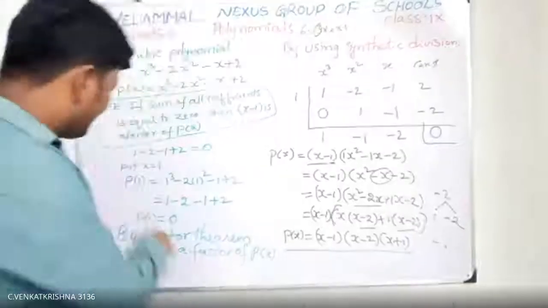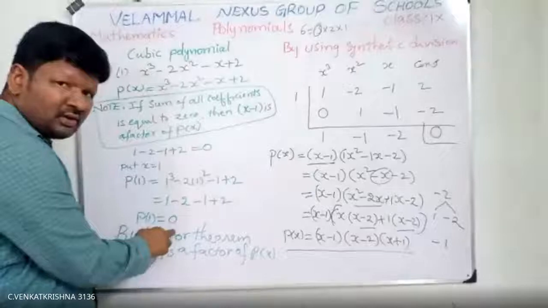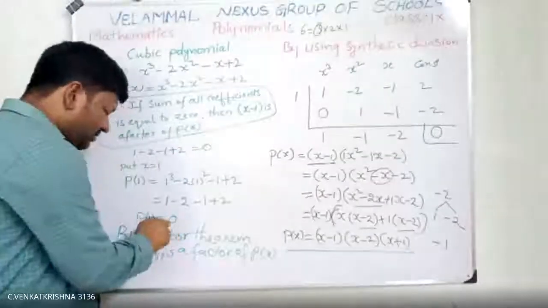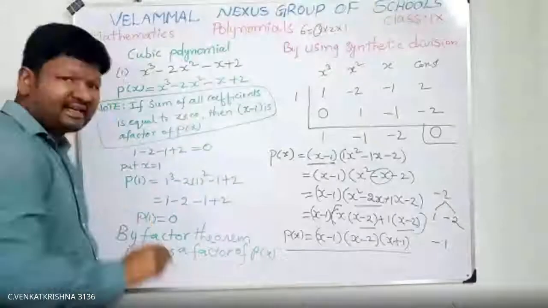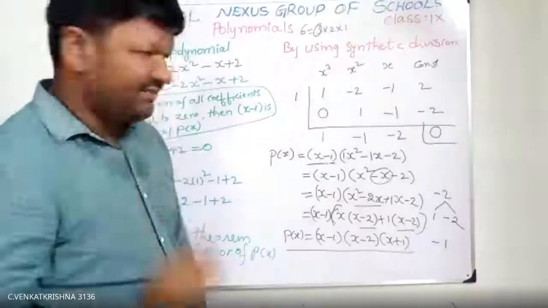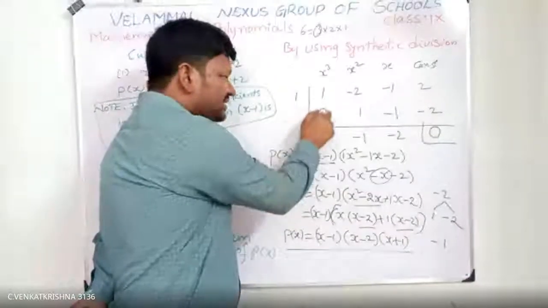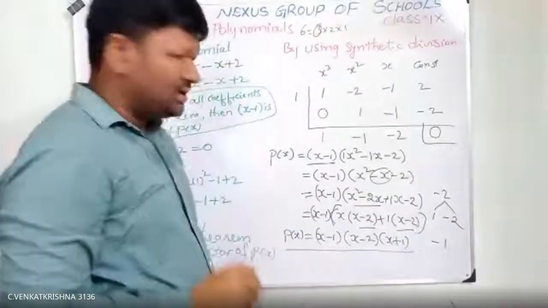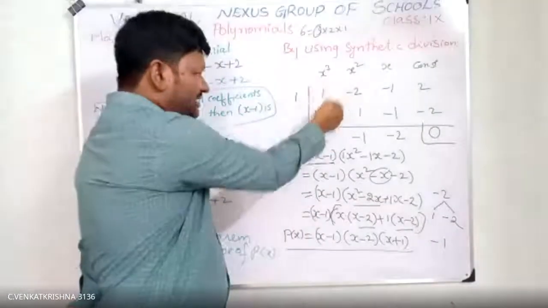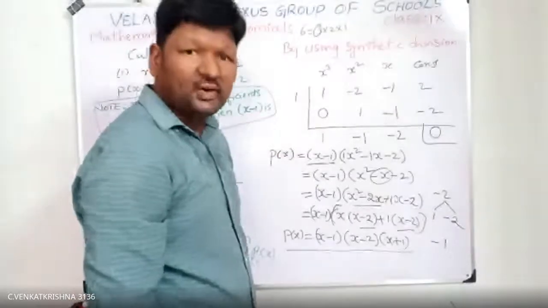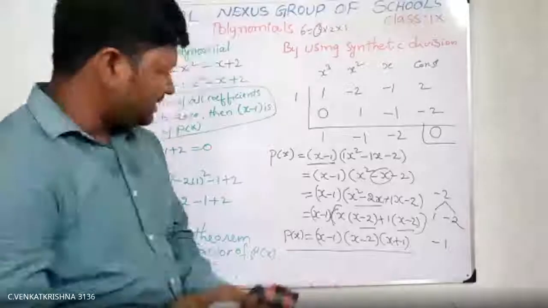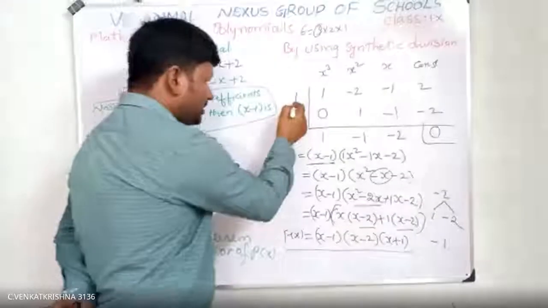Then, if we substitute x by 1, we get 0. So we can consider 1 as a divisor. Then always keep the first one as 0. Then add these two numbers. 1 plus 0 is 1. Then multiply these two.